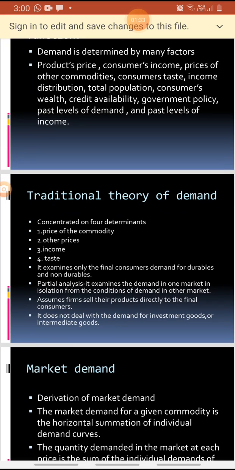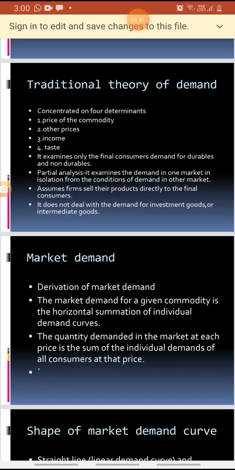Then there are the traditional theory of demand and the modern or recently developed theory of demand. Here we are referring to the traditional theory of demand. What are the peculiarities of traditional theory of demand? It is concentrated on four main determinants of demand: price, price of other commodities, income and taste. Then it examines only the final consumer's demand for durables and non-durables.